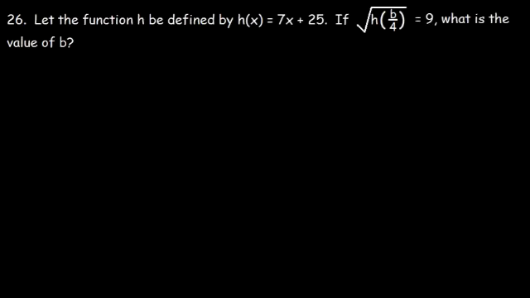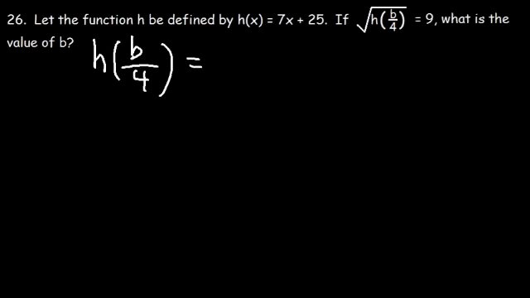26. Let the function h be defined by h of x is equivalent to 7x plus 25. So if the square root of h of b over 4 is equal to 9, what is the value of b? So let's start with the inside part of h of b over 4. Notice that there's no multiple choice answers to select. So this is our free response problem because typically you'll see some of those questions on the SAT.